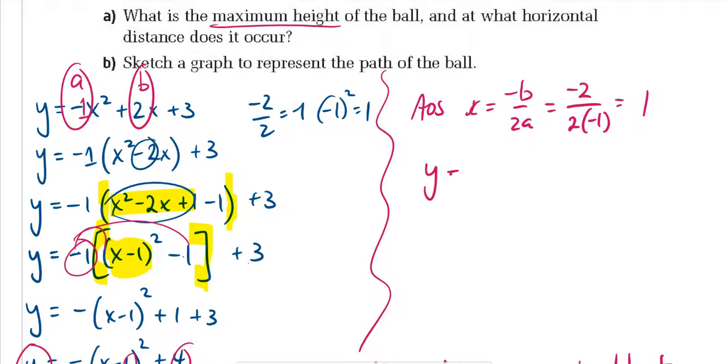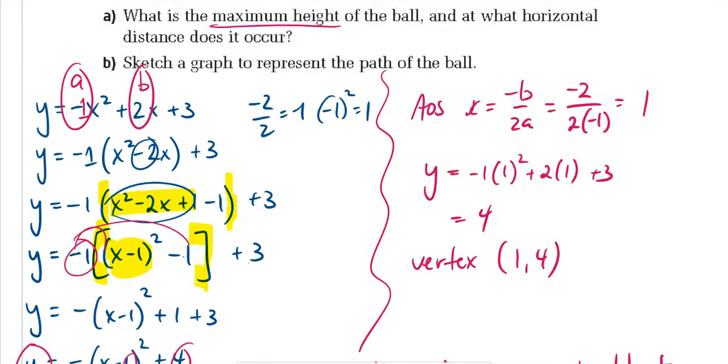And that means I put the 1 back into the equation, y equals -1 times 1 squared plus 2 times x, which is 1, plus 3, gives me a y value of 4. And then you can say, okay, vertex is (1, 4). Right? And 4 is your height, and the x value is your distance from the fence. And there you go.